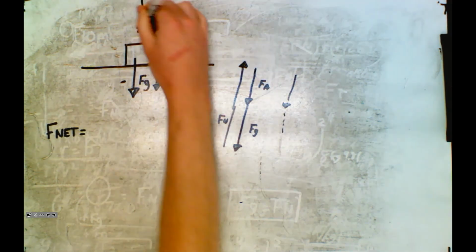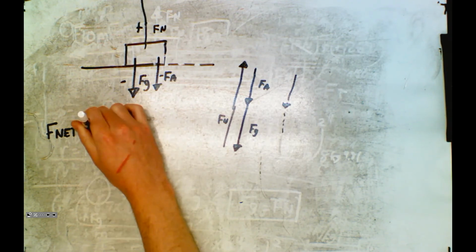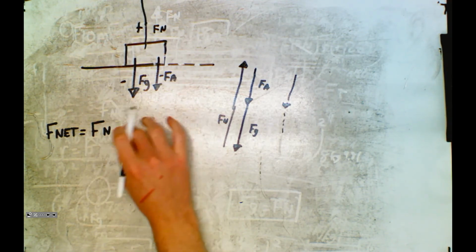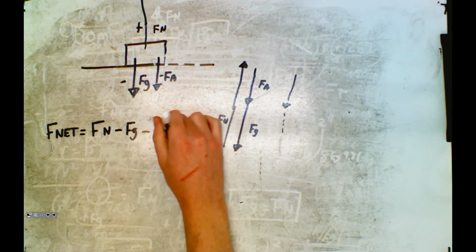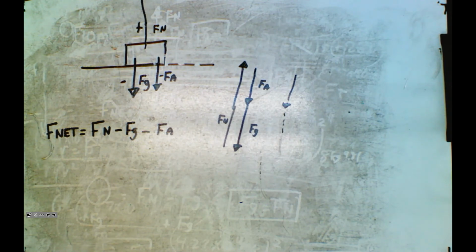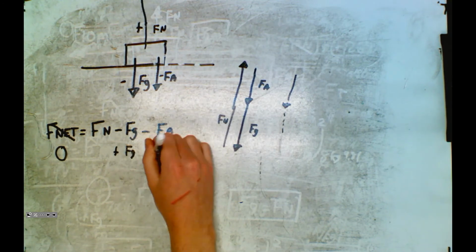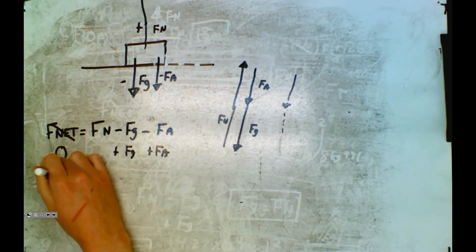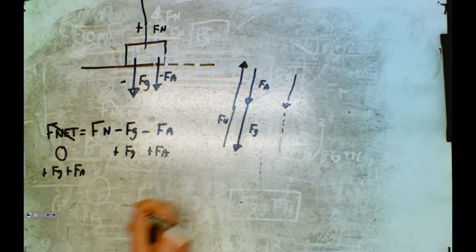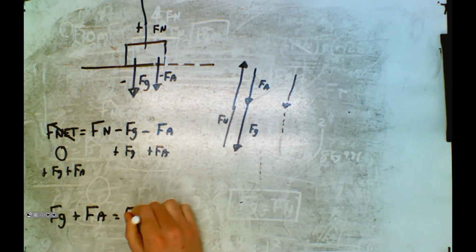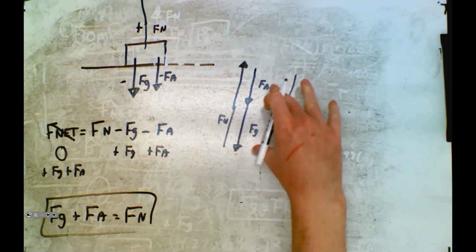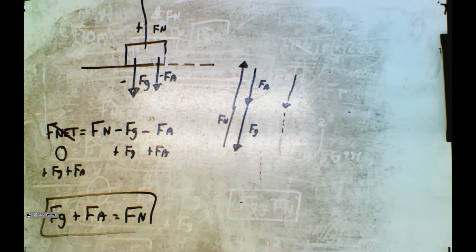I'll say up is positive, down is negative. So we have this positive force normal, and instead of saying plus negative, I'll just go minus force of gravity, minus force applied, like this. Well, again, our FNet is 0. My dog isn't moving. We add these to each side, so plus force of gravity plus force applied. And what we end up getting is force of gravity plus force applied is equal to force normal. Well, that's exactly what we said. These two going down must equal this one going up. So this is what we get with our FNet equation.